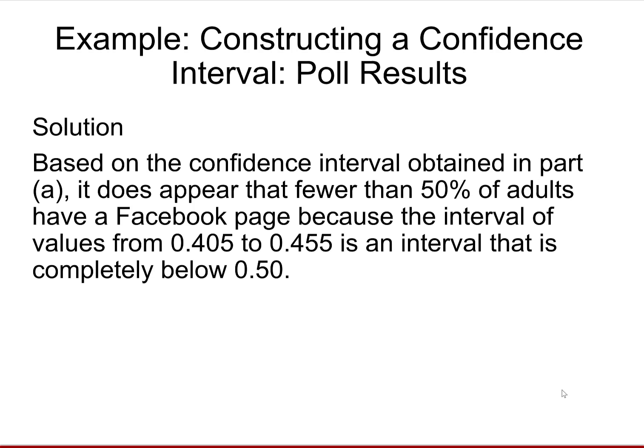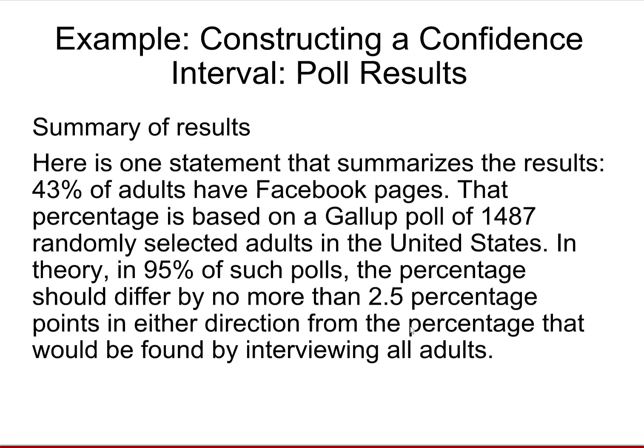Based on the confidence interval obtained in Part A, it does appear that fewer than 50% of adults have a Facebook page, because the interval goes from 40.5% to 45.5%, which is well below the 50% limit. So here's one statement that summarizes the results. 43% of adults have Facebook pages. That percentage is based on this Gallup poll of randomly selected adults. Give the sample size. In theory, in 95% of such polls, the percentage should differ by no more than 2.5 percentage points, the margin of error, in either direction from the percentage that would be found by interviewing all of the adults.